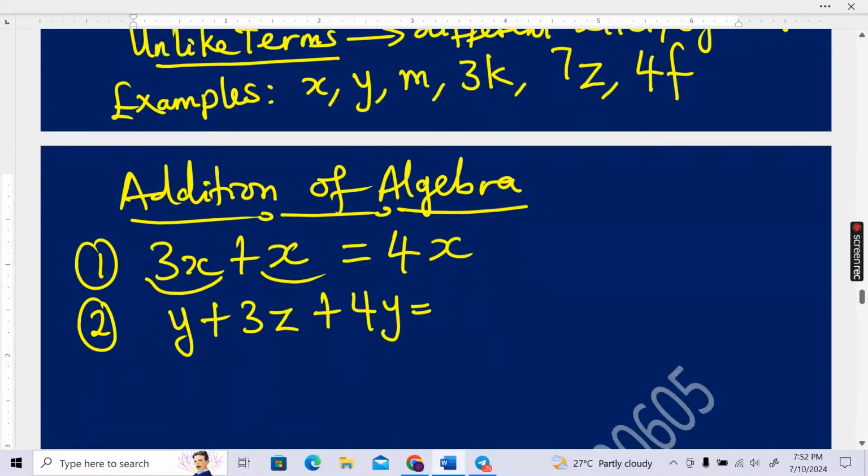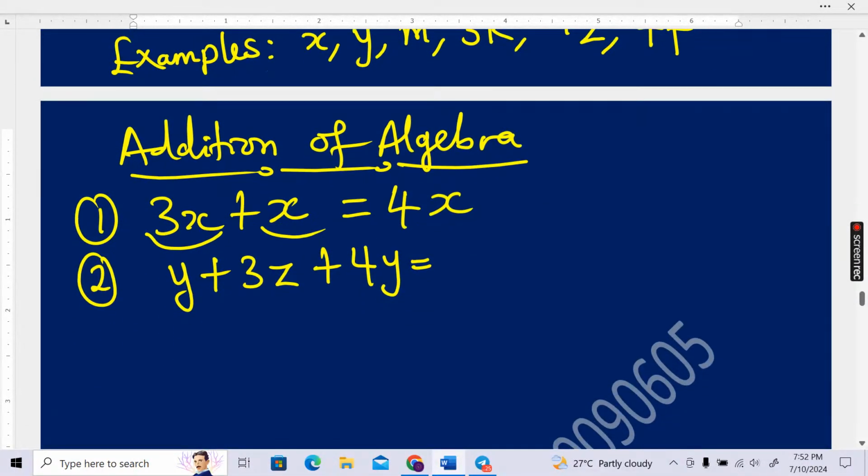Okay, addition of algebra. Now look at number 2. We have y plus 3z plus 4z plus 4y. What will be the answer? So the first thing you need to do is to collect like terms.